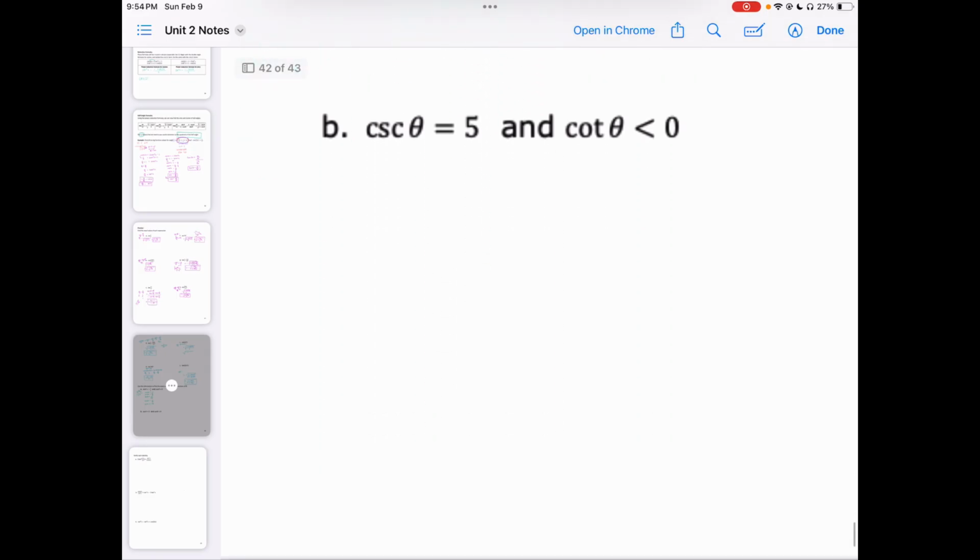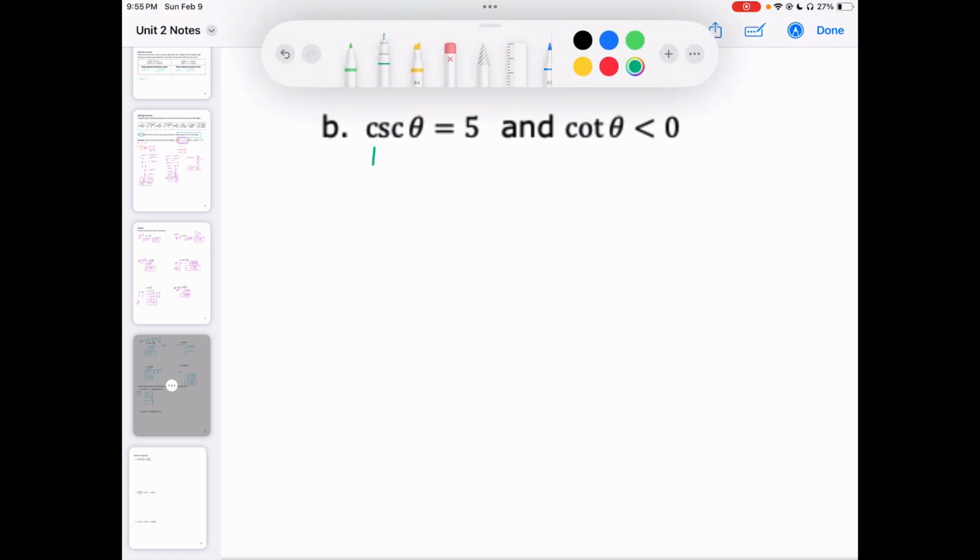Same situation for B, it just looks a little bit different because now we are working with cosecant and cotangent instead. But we know that cosecant is the reciprocal of sine. So sine theta, we immediately know is going to be 1/5. And if cotangent is negative, that means we're going to be in quadrants 2 or 4. If sine is positive, we know that we're going to be in quadrant 2.